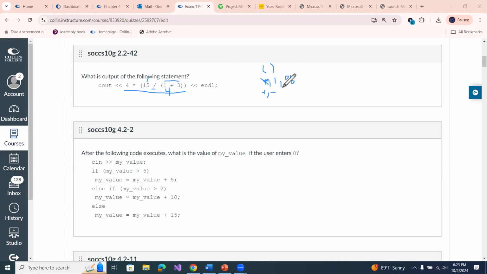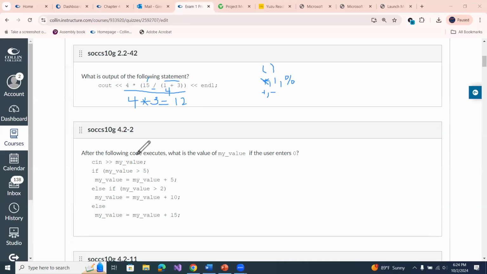So the remainder would be modulus. Division would be the whole number. So this 15 divided by 4 gives me 3. And if I do 15 divided by 4 on my calculator, I get 3.75. So that 0.75 gets dropped. Okay, so we just have 3. And then now we do 4 times 3, and we get 12. No decimals.